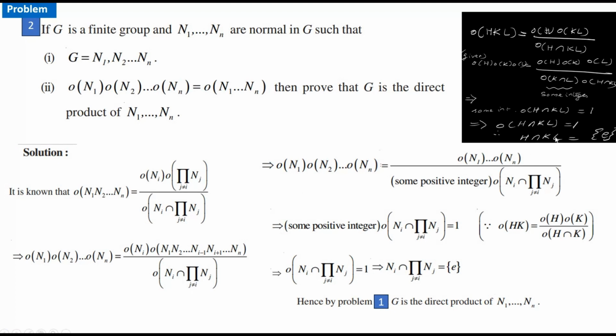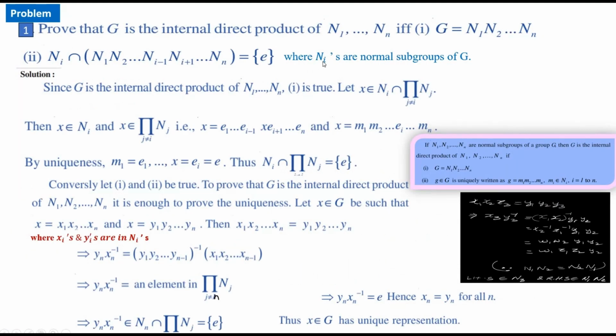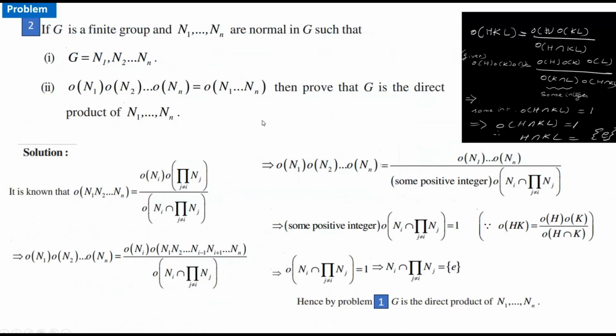And just because K and L are normal, KL will also be a normal subgroup. So H intersection KL, this subgroup consists of only the identity element. So by the previous problem, we need to have our G to be the direct product of H, K, L. So that concept is extended to N subgroups, normal subgroups in G.